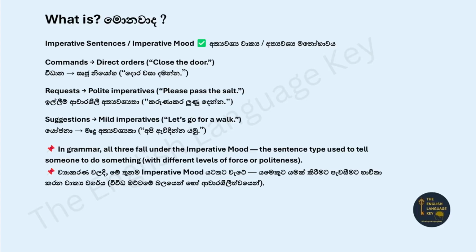What are imperative sentences? Why use imperative sentences? It is the sentence type used to tell someone to do something with different levels of force or politeness. Usually, imperative sentences can be categorized into three main sections: commands, requests, and suggestions. Commands mean direct orders. Requests mean polite imperatives. Suggestions mean mild imperatives.